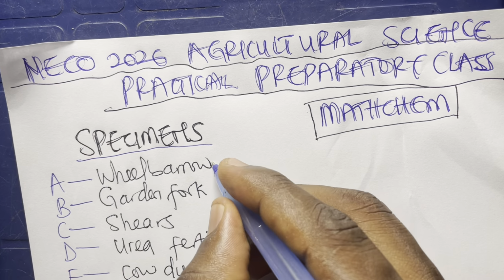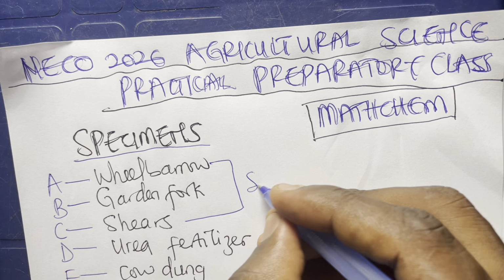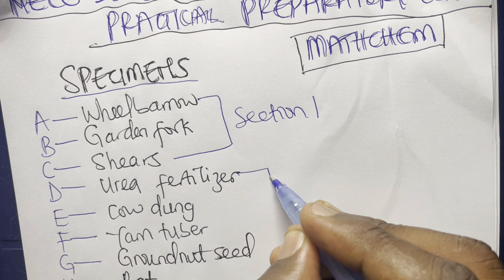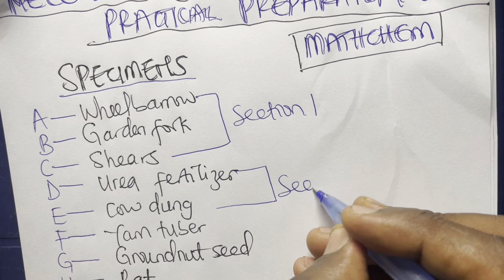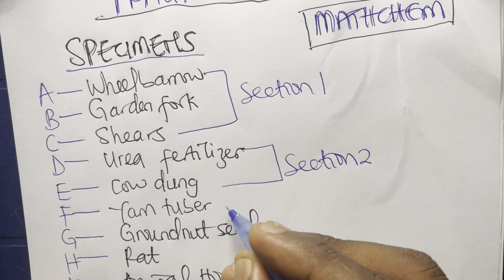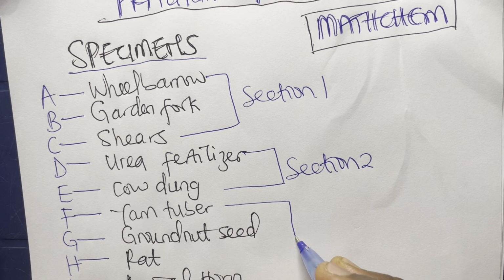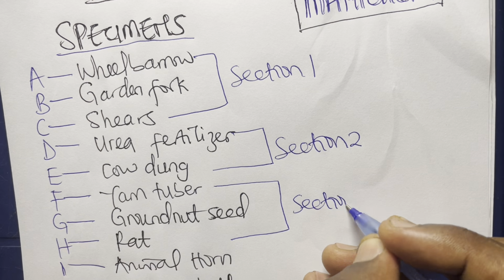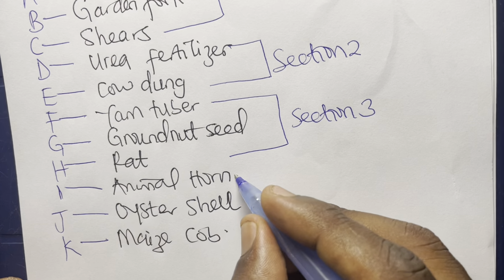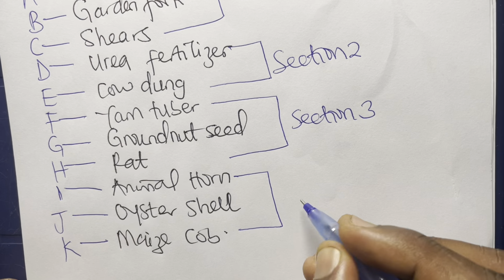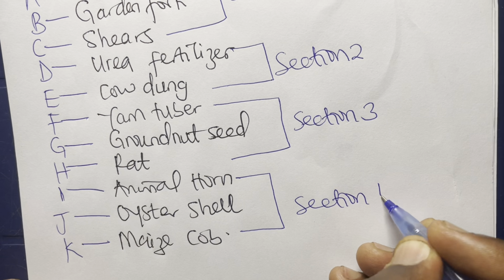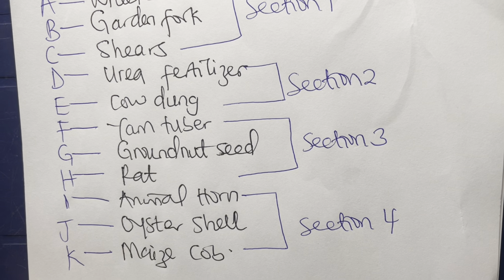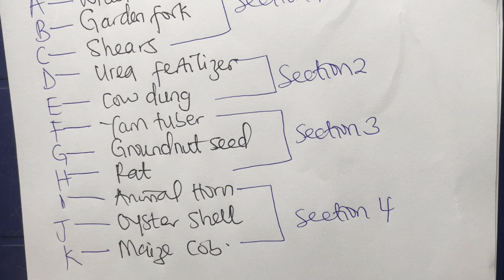So I'll be classifying ABC into section 1. Then I'll classify DE into section 2, whereby I will classify FGH into section 3. Then I will classify I, J, and K into section 4. So this video is going to contain section 1 and section 2, whereby the part B video is going to consist of section 3 and section 4.